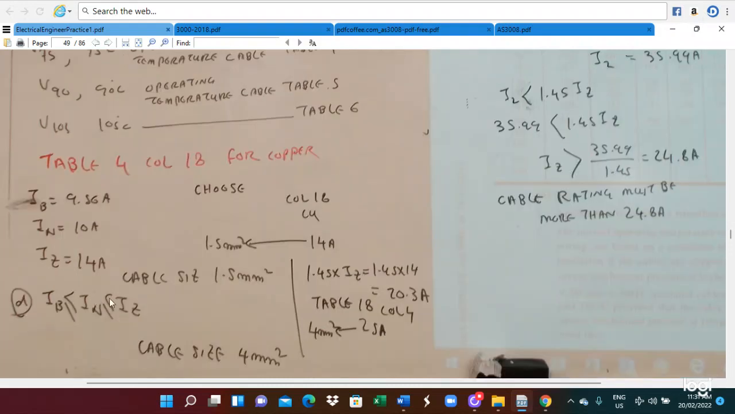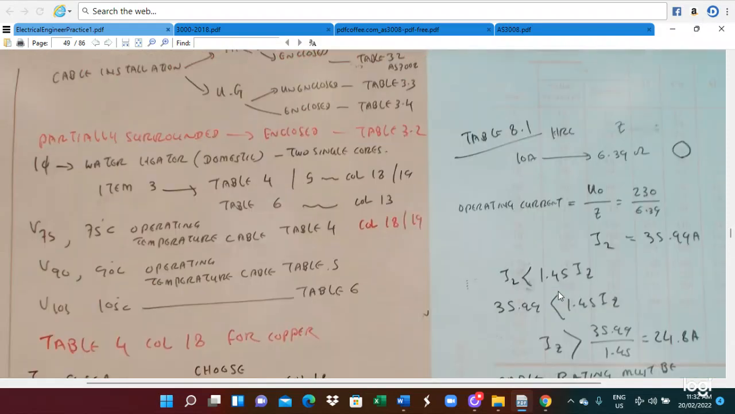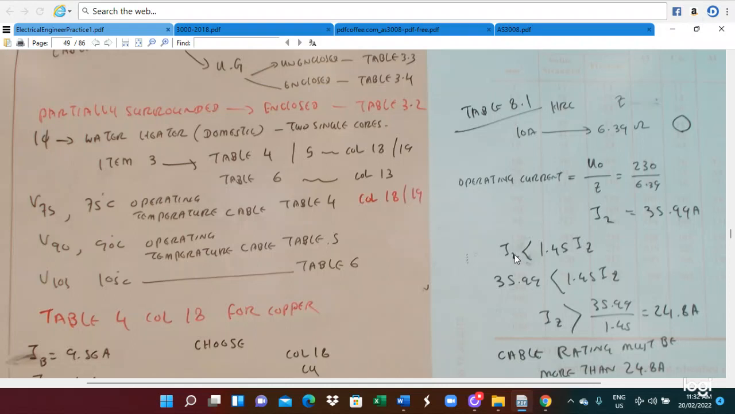So in this case IB is 9.56, IN is 10, IZ is 14. If you select IZ 14, cable size 1.5 millimeter square, it agrees with the first formula. But it does not agree with the second formula. The second formula says I2 is less than 1.45 IZ. How to calculate the I2?